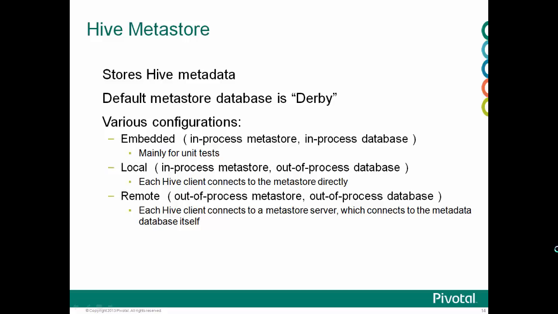The Hive Metastore is used to store all of the Hive metadata. By default, this is a small Derby single-user database. There is more than one configuration available. One of them is embedded, which is typically for test units. Local configuration, basically each Hive client will connect to the Metastore directly, and you can have a remote installation where each Hive client connects to a Metastore server, which then connects to the Metastore database itself.